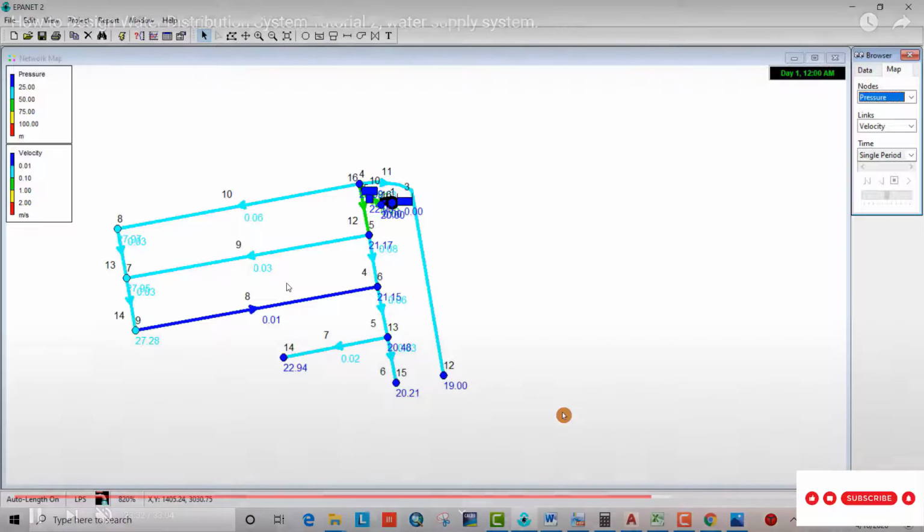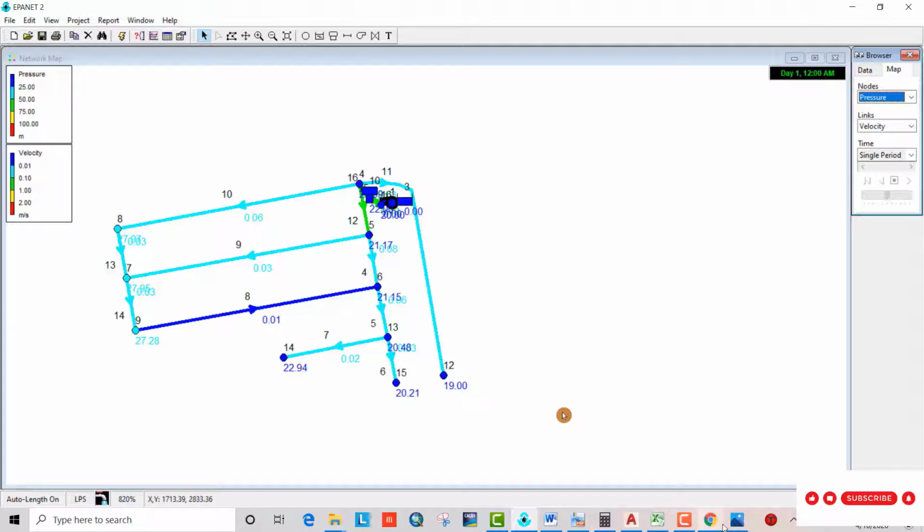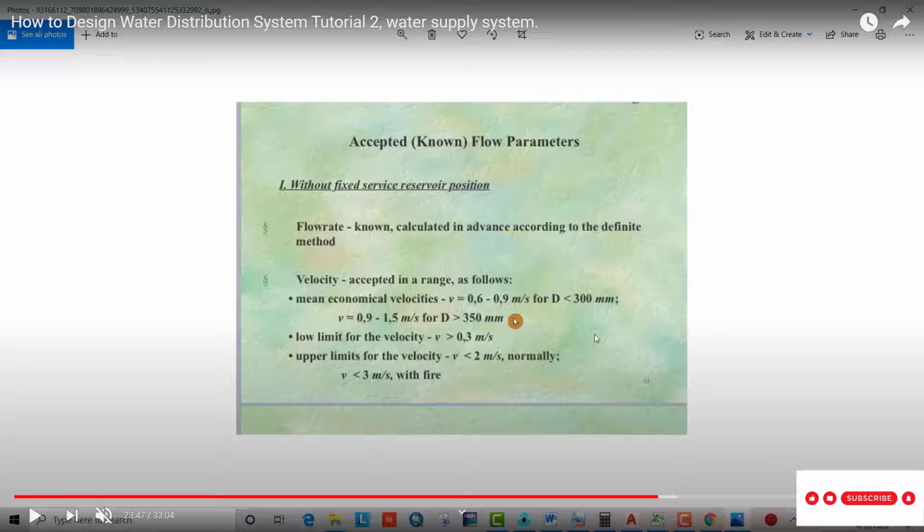In front of each house the pressure should be greater than 15 meter. The velocity should be 0.6 to 0.9 for diameters less than 300, and velocity 0.9 to 1.5 meter per second for diameters greater than 350. That is the limit for the velocity. But sometimes you can't get this criteria because it is not applicable, so you have to ignore them sometimes.